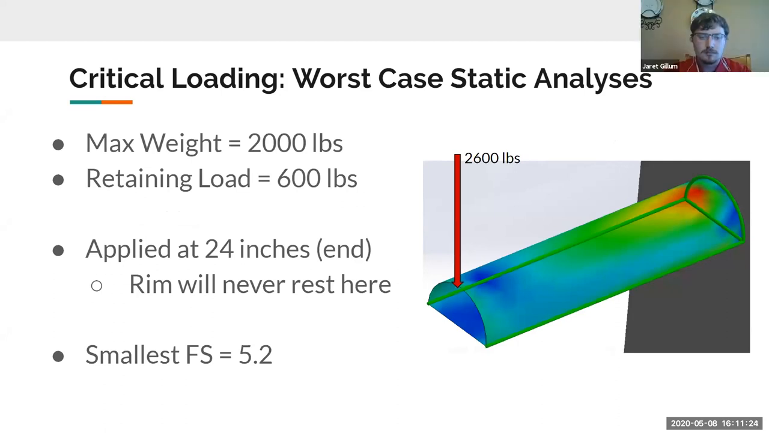For our SOLIDWORKS simulation, we assumed a worst case scenario and applied this at the absolute end of that upper mount pipe. In reality, the rim should never really rest here whenever it's in use, especially whenever that retaining load is applied. It should always be further along the pipe. But just to make sure that the system can undergo extreme loading, we set it here. For static stress, we have the smallest factor of safety at 5.2 at that red hot spot.